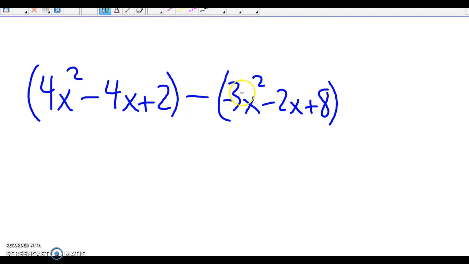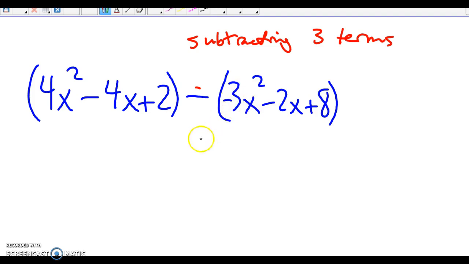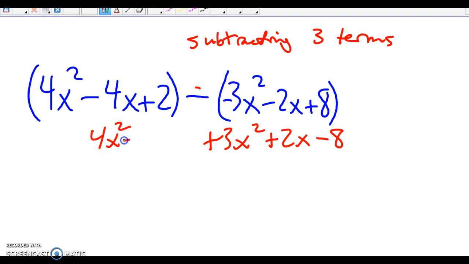So now if I'm subtracting, I'm subtracting 3 terms here. So I need to subtract each one of these 3 terms. Subtract negative 3x squared means plus 3x squared. Subtract negative 2x means plus 2x. And subtract positive 8 means minus 8. So again, I would always say that we should rewrite subtracting as adding the opposite.